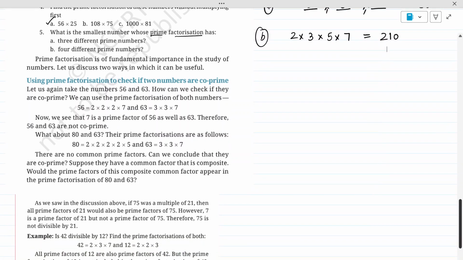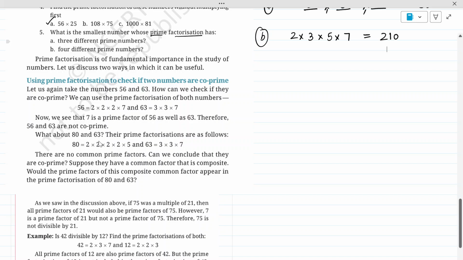Now what we have here is using prime factorization to check if numbers are co-prime. Now we have to use this, and we have to see if the numbers are co-prime or not. Let us again take the example of 56 and 63. How we can check if they are co-prime is, we can use the prime factorization. So what they have done is they have written the factors of 56 and the factors of 63 here, and we see that 7 is common in both. 7 is a prime factor of 56 as well as 63. So that means they are not co-prime, because we have 7 common in them.